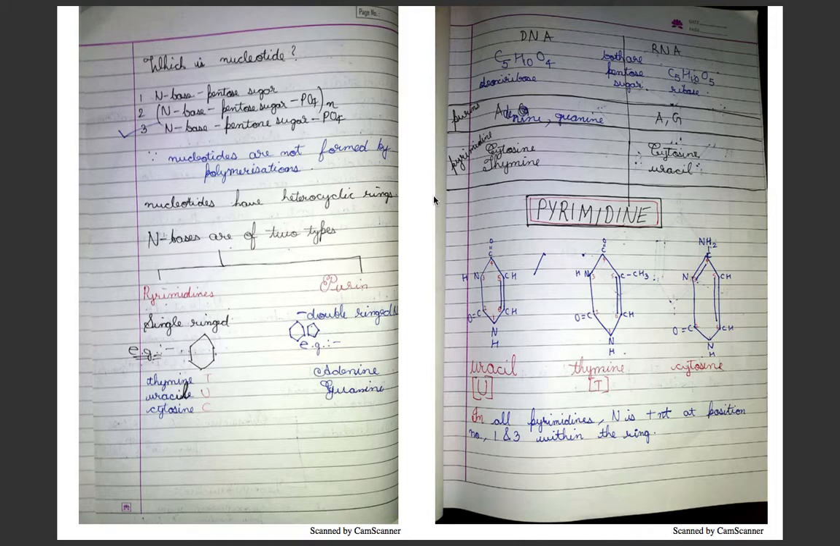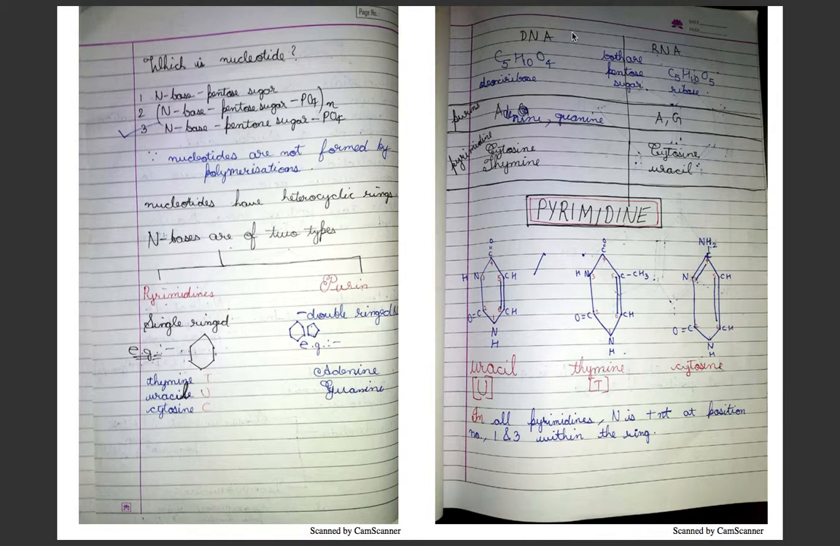Now, common sense: nucleotides have heterocyclic rings. The nitrogen bases that constitute them are again of two types: pyrimidine and purine. Pyrimidines are single ring, purines are double ring. Pyrimidine examples are thymine, uracil, and cytosine. Purine examples are adenine and guanine.